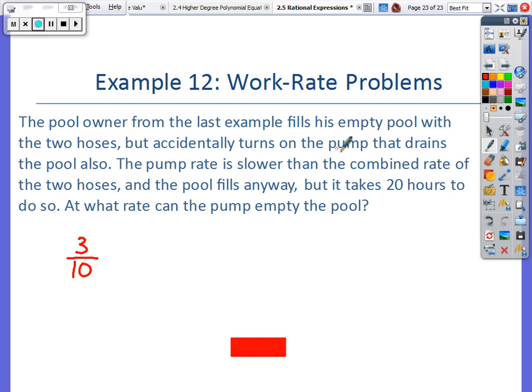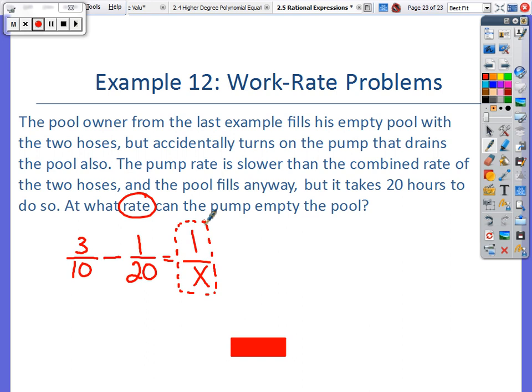However, the owner accidentally turns on the pump that drains the pool. The pump rate is slower than the combined rate of the two hoses. So this is the faster, this is going to be the slower, but it takes 20 hours. So what's its rate? 1 over 20. It's working against it, so I need subtraction. Now the question is, at what rate? So it's not asking for x, it's asking for the rate. So it's asking for 1 over x.